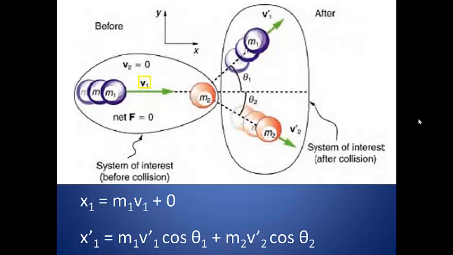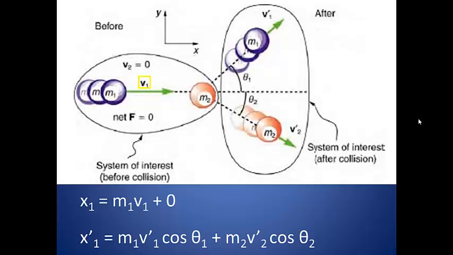Ball 1 is initially traveling along the x direction. We can describe that angle as 0 with respect to the x-axis. The cosine of 0 is 1, so the velocity of this ball is just v1. The momentum of this object is m1 times v1. The total momentum of ball 1 equals m1 times v1.